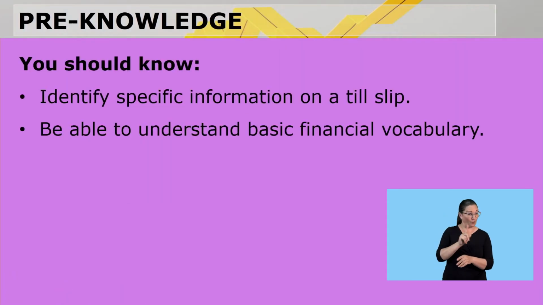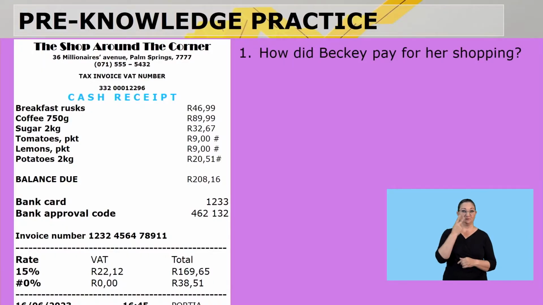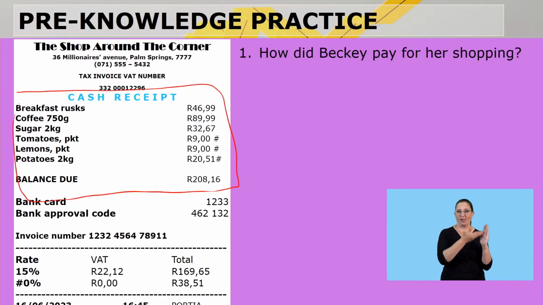Pre-knowledge. You should know how to read information from a till slip and be able to understand basic financial vocabulary. Let's look at a pre-knowledge practice question. So this is a till slip from the shop around the corner, and Becky went to the shop. Now, how did Becky pay for her shopping? First of all, this is the list of what she bought and her balance due, and then the payment will be right at the bottom somewhere.